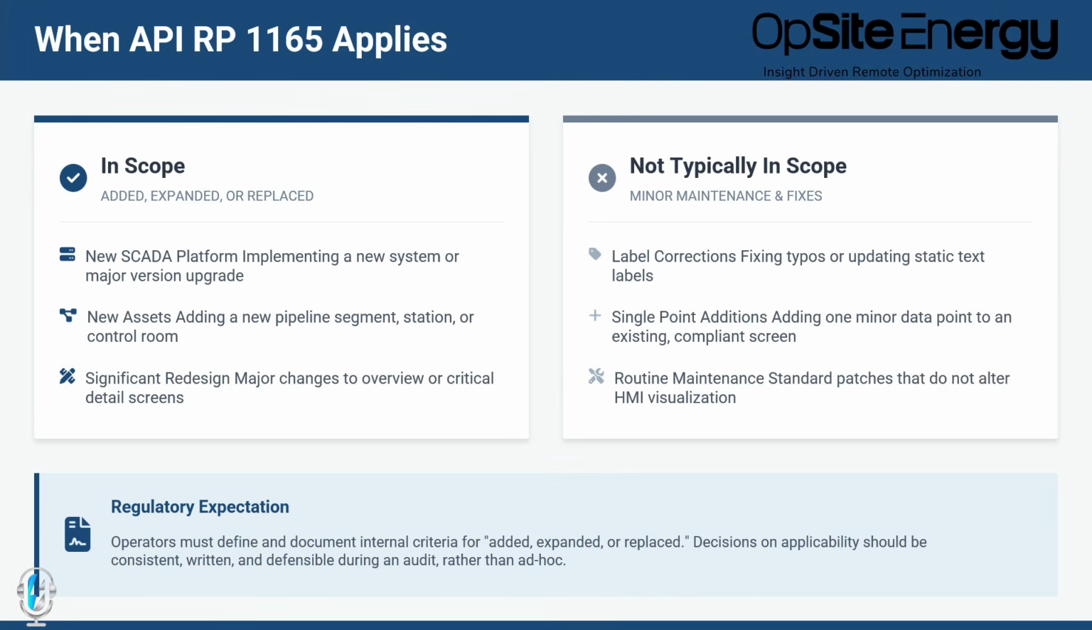We've got that regulatory expectation. At the end of the day, operators have to define and document their internal criteria that's either adding or expanding or replacing the definition. And then any decisions that are applicable, they just need to be consistent and written. You need to be able to return to it and defend it in an audit, right?